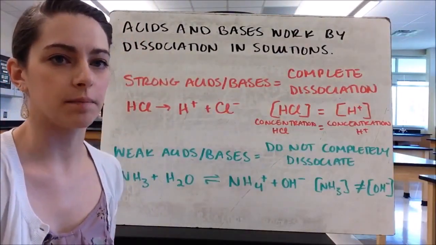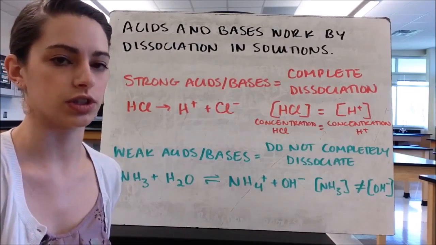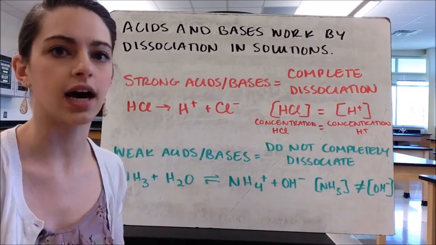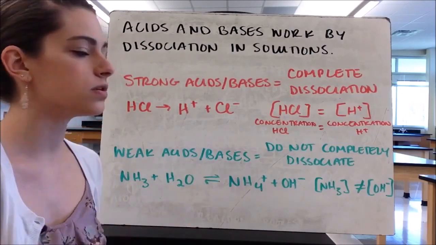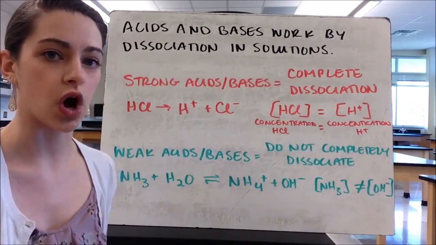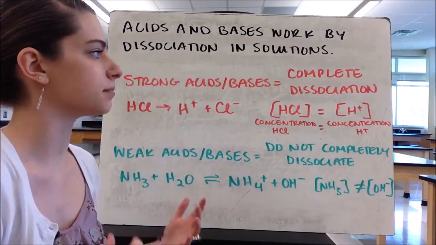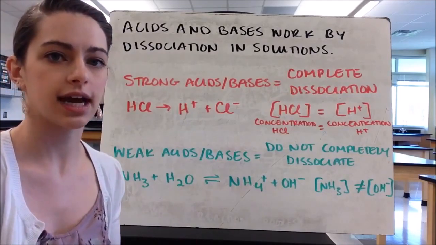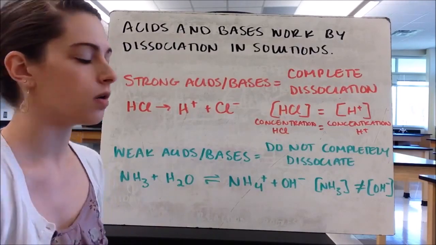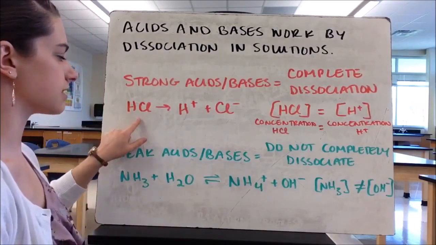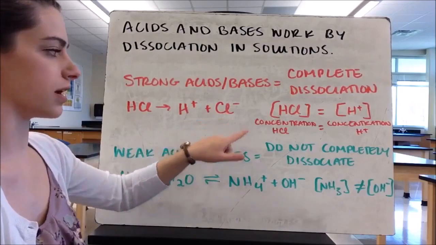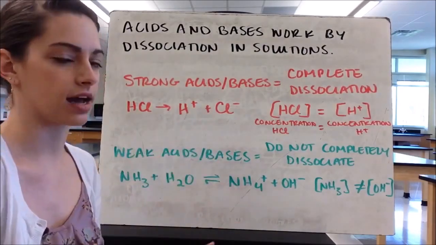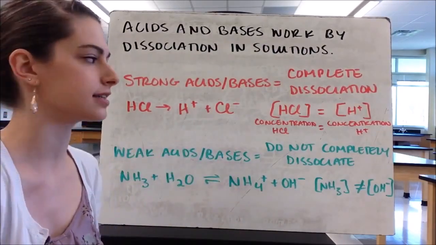Acids and bases work by dissociation in solution. That means they become acids and bases based on how they interact in solution. We have two types of acids and bases. We have strong acids and bases, and that means it completely dissociates, so the compound completely breaks apart. One of our strong acids is hydrochloric acid. It completely breaks apart into its H+ and Cl- ions, its hydrogen and its chlorine ions.